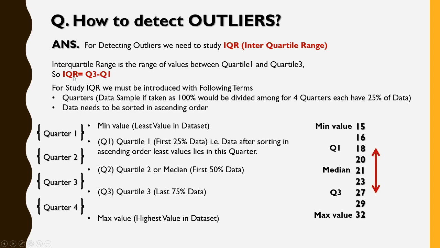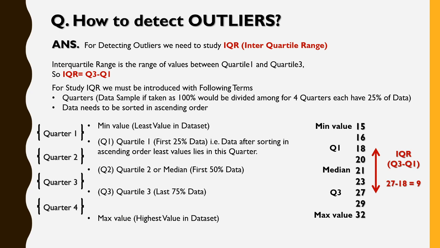So this region, where the values between quartile 3 and quartile 1 lie, is under the range of the IQR. And for finding it, we use IQR, that is Q3 minus Q1, which is 27 minus 18, equal to 9. So the IQR, that is the interquartile range, the range of the values between two quartiles, will be in the range of 9 values.